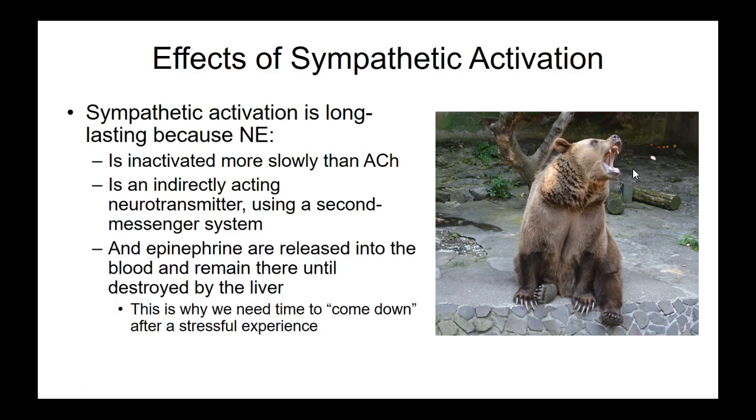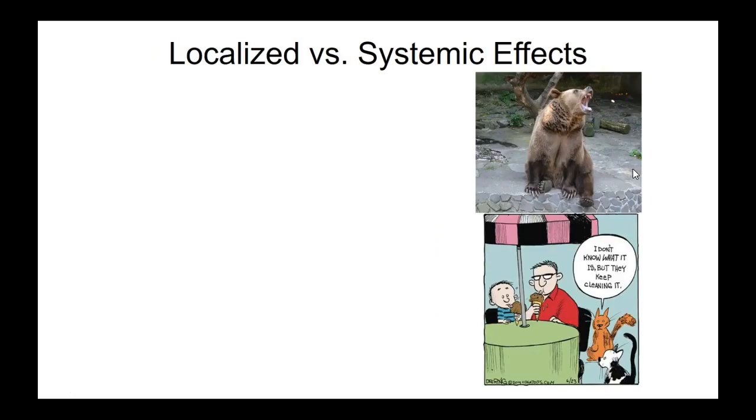Right? So this is the one we talked about already. It gets released in the blood, and it stays there until it gets destroyed by the liver, right? And so this is another reason why it takes time to come down from a sympathetic nervous system activation, all right? Okay, so this will be the last thing we talk about with looking at systemic and localized effects between parasympathetic and sympathetic, and we'll take a break.